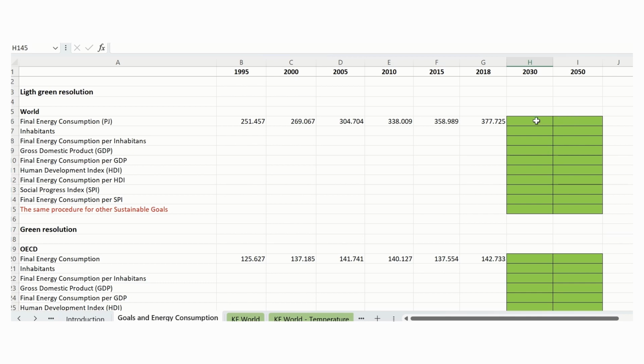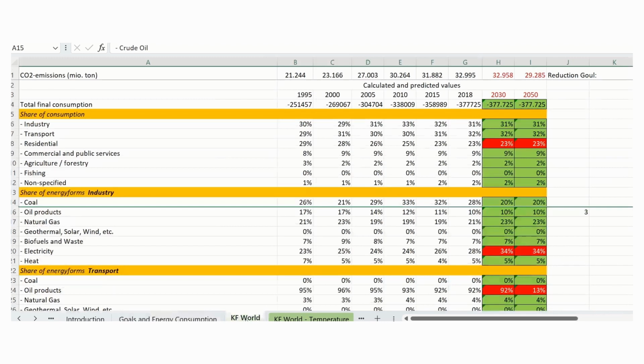These figures here. In this video, I will focus on the world as a whole. So I click here on the world, and as you can see here, we have the total CO2 emissions historically here, and how they will be in the future based on the key figures we have filled in here. And this here is the final consumption. You can see here how the final consumption has developed through the years. And now you have to put in values here for year 2030 and in year 2050.